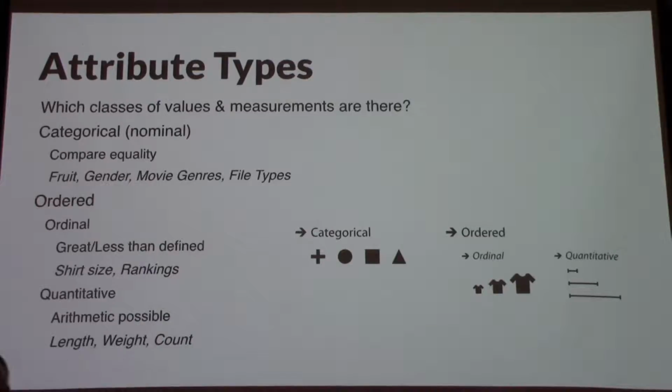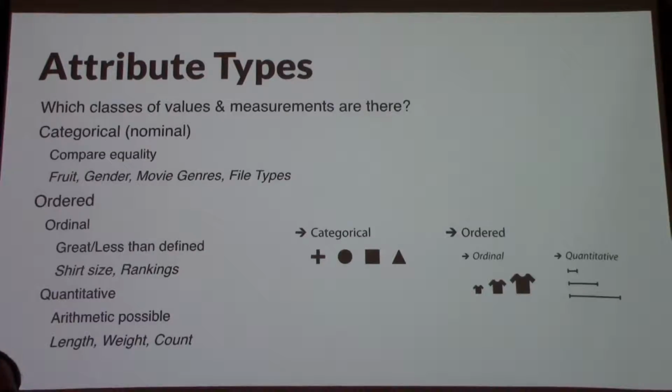Then we could have ordered data, so ordinal data. These are still categorical. So the categorical would be kind of these shapes. And in ordered data, we can't do something like multiplication, but we can define an ordering and compare for greater than or smaller than.